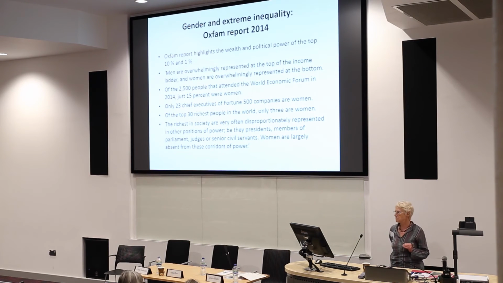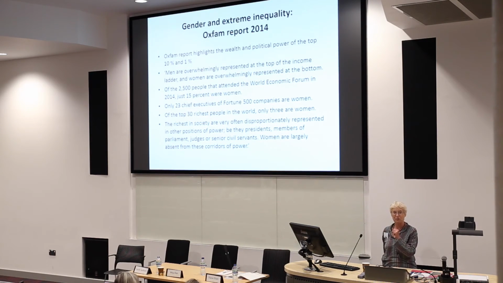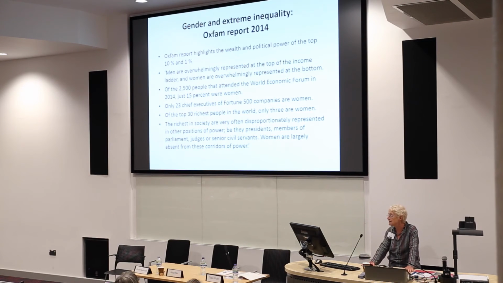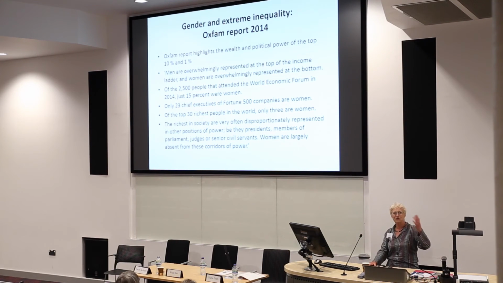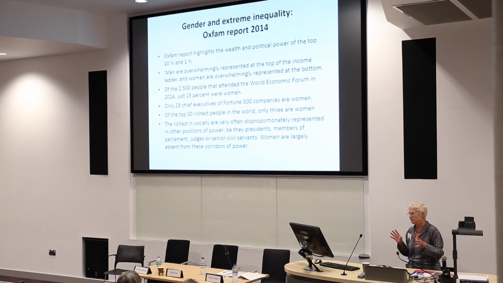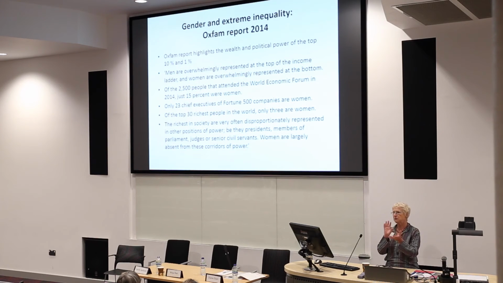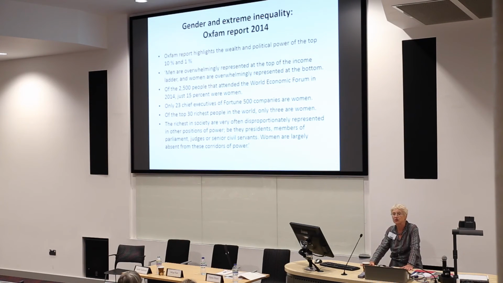A brief reference to the Oxfam report, which highlights, I think, in a valuable way, the connection between wealth and political power, and which others don't do in the same way, and points out, of course, that it's men who are overwhelmingly represented at the top of income and wealth, especially wealth ladders, and women at the bottom. If you take into account who goes to Davos, who is not in the NGO contingent, who is in the Fortune 500 companies, who is on these lists of the richest people in the world, they're mainly men. And they highlight the fact that these rich people are disproportionately represented in other positions of power, political power as well as economic.